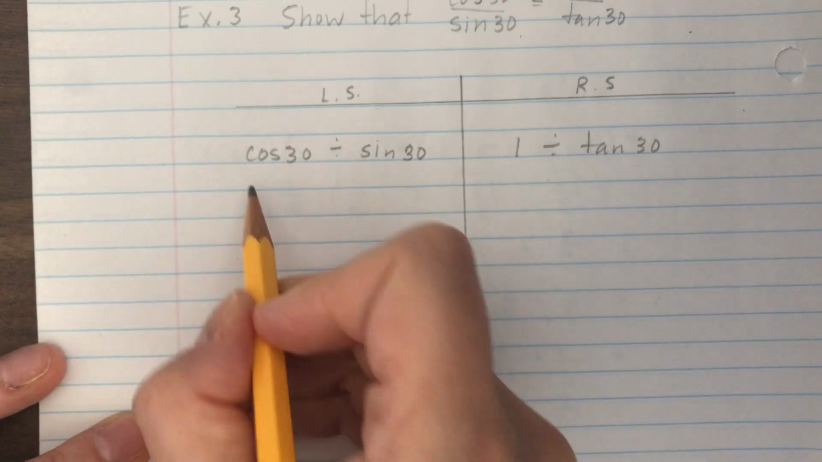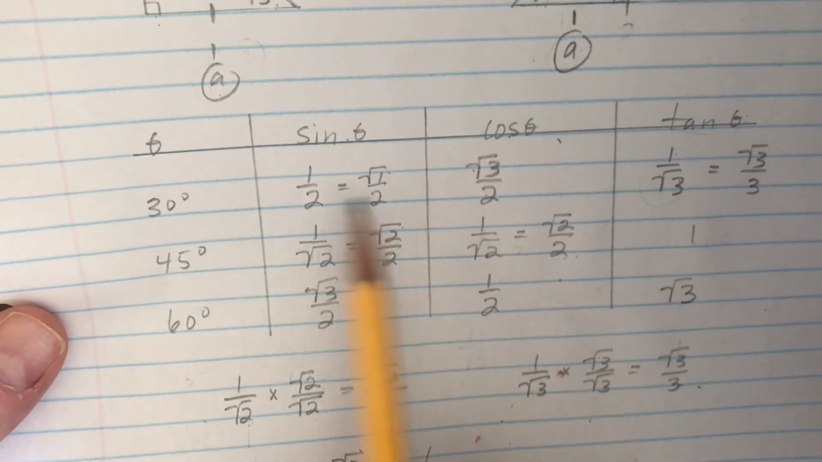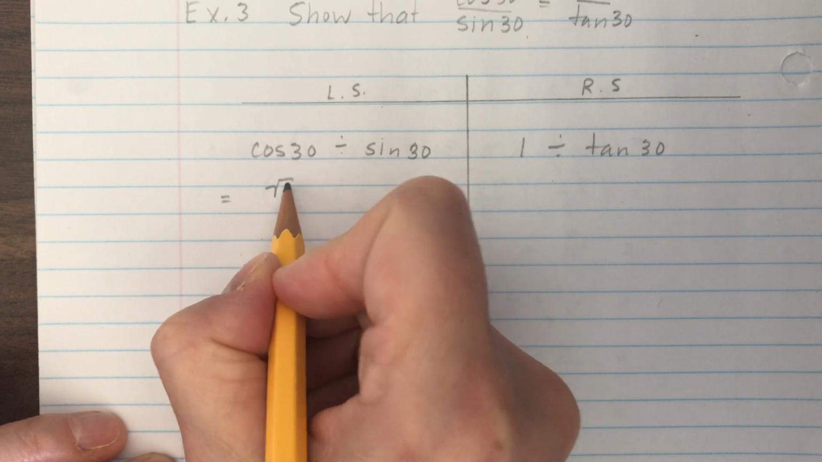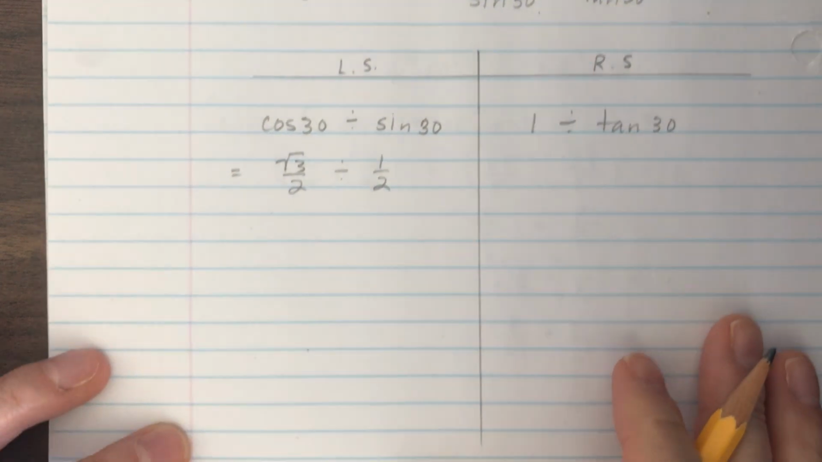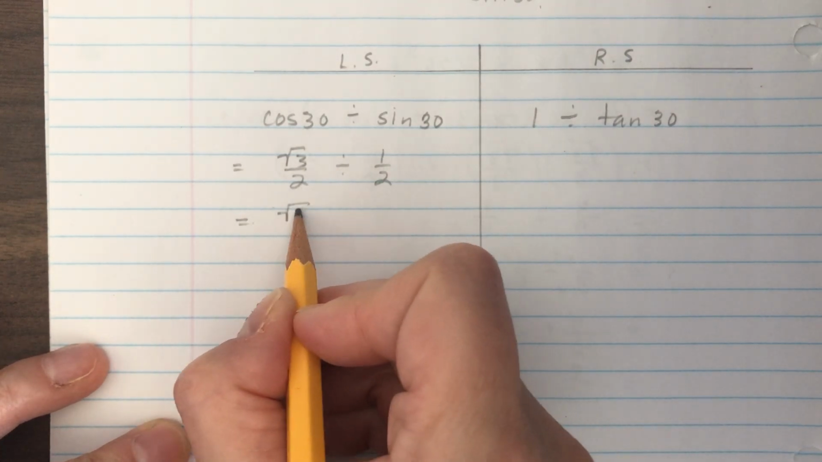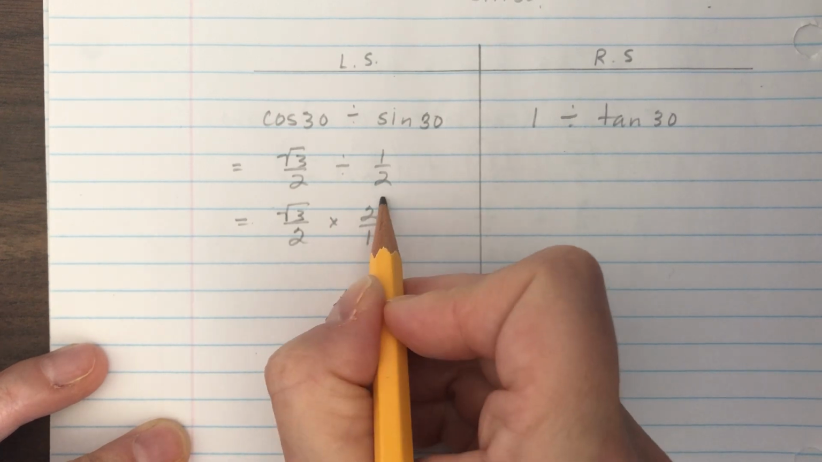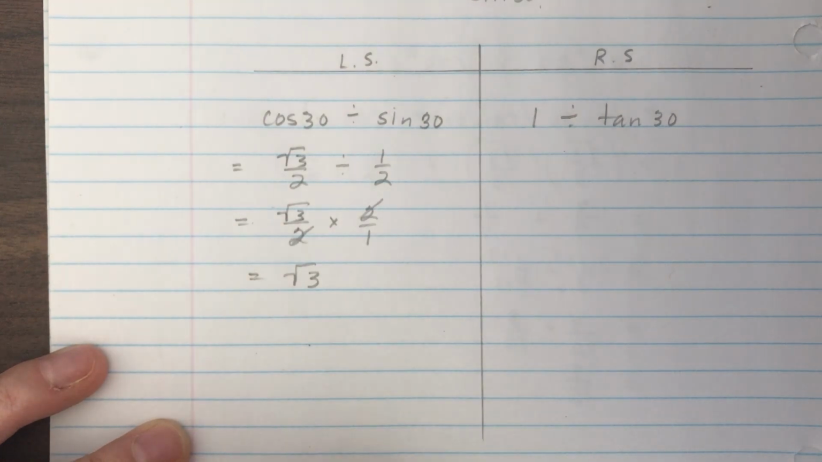I'm going to sub in the exact values. So if I look again, cos 30 is root 3 over 2. Sine 30 is 1 over 2. So root 3 over 2 divided by 1 over 2. Okay, here I'm dividing, so I can change that to multiplication and multiply by the reciprocal of 2 over 1. The 2's cancel, leaving me with root 3.